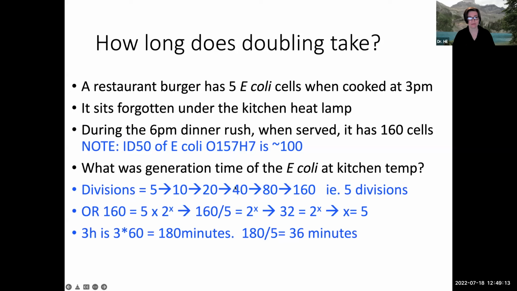Or you can do it this way. You can go 5 to 10 to 20 to 40 to 80 to 160, 1, 2, 3, 4, 5 divisions. Then you go, okay, now I know how many divisions there were. I know my whole incubation period is 180 minutes. Divided by 5 is 36. Did that make sense? Yes, no, or kind of. It's fine if it didn't. You'll have chances to practice this, but just be honest.